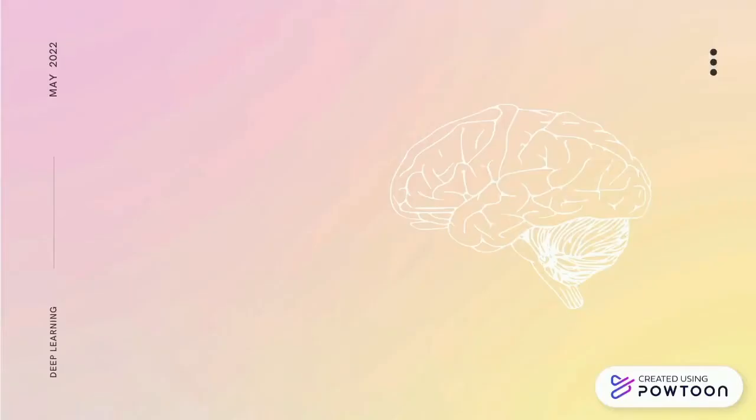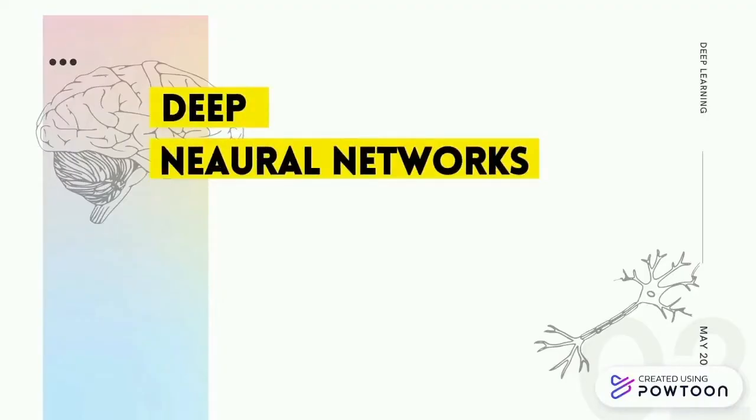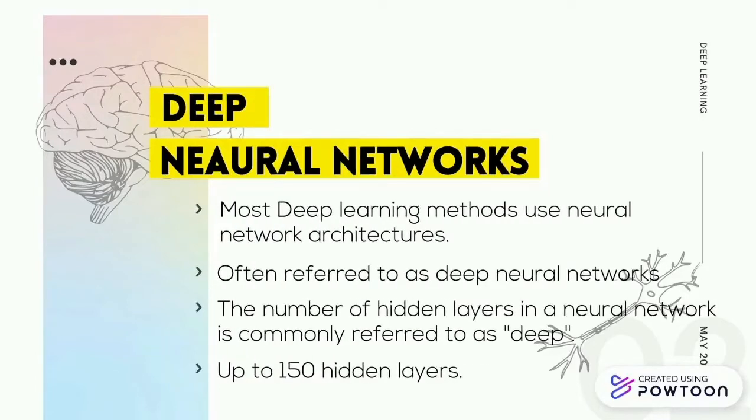Hi, so I will explain how deep learning works. Deep learning models are sometimes referred to as deep neural networks because most deep learning approaches use neural network design. The human brain is made up of neurons, hence neural networks contain layers of nodes. Individual layer nodes are linked to nodes in neighboring layers.